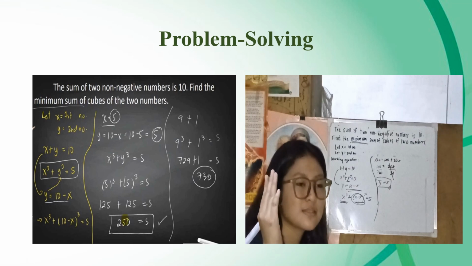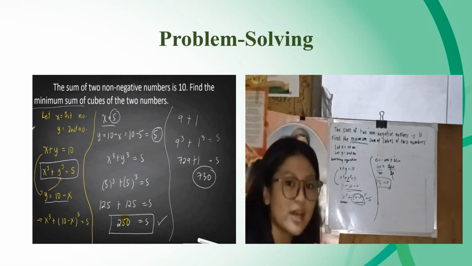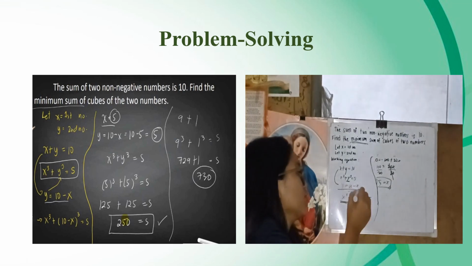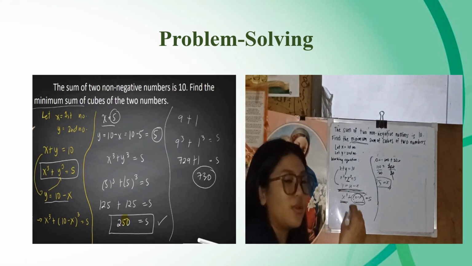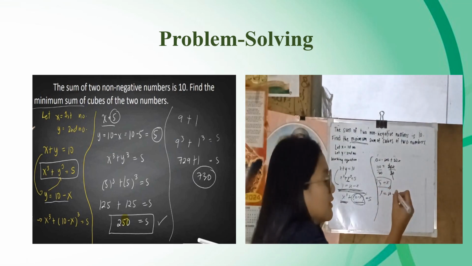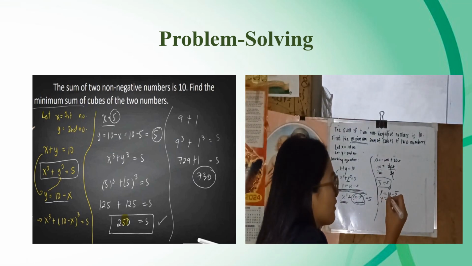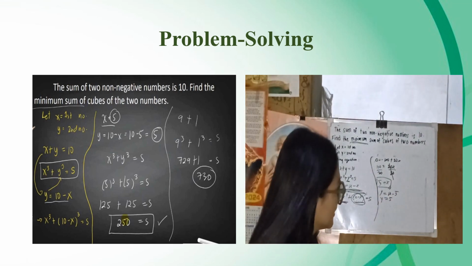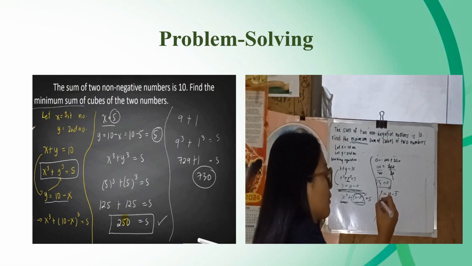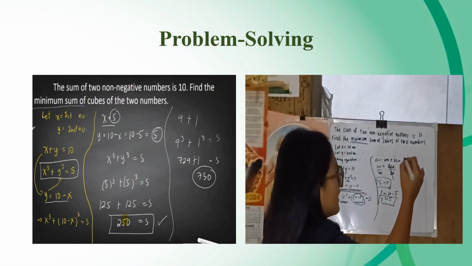The next is, let us find our y. To get the y, let us use this equation. y is equal to 10 minus x. Substitute the x. The value of x is equal to 5. So y is equal to 5. So our y is also 5. So let's check.